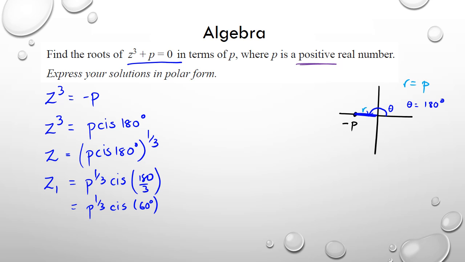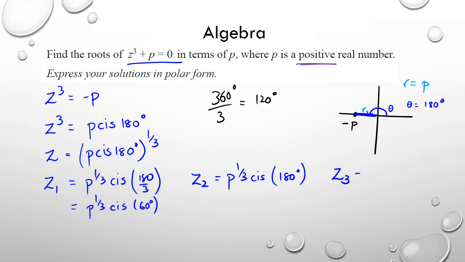Now, because it's 3 roots, what am I adding to each one of the roots? What angle am I adding? 120, because 360 degrees divided by 3, that's going to give me 120 to add to each one of those roots. So z2 equals p to the power of a third cis 180 degrees. And then z3 equals p to the power of a third cis 300 degrees. Is that okay?